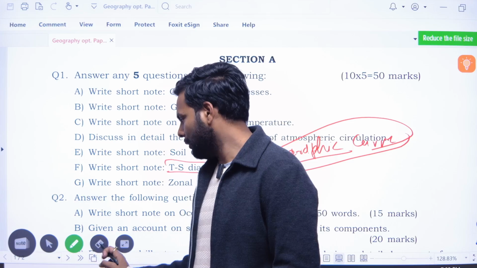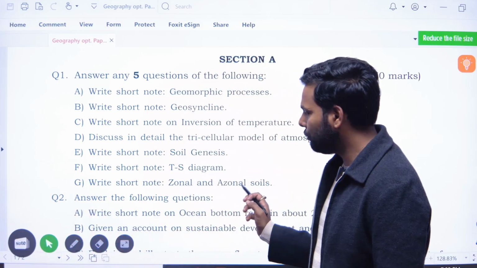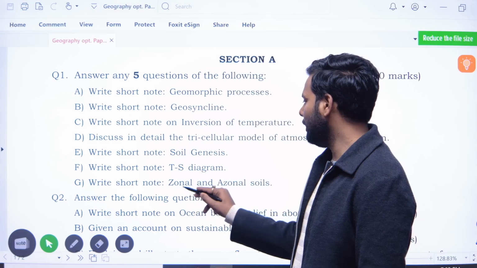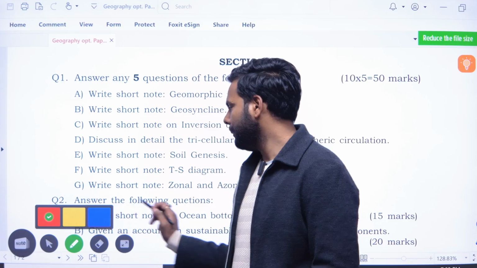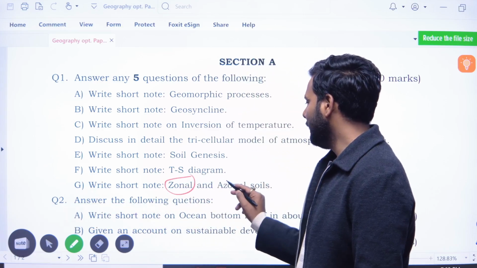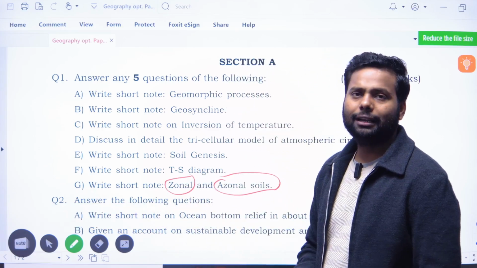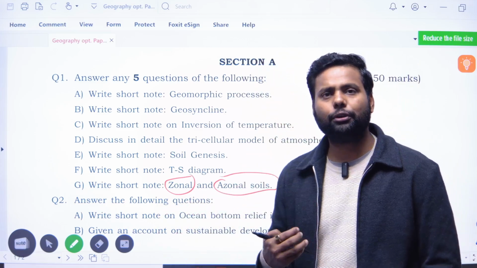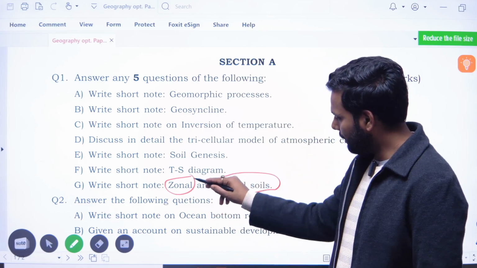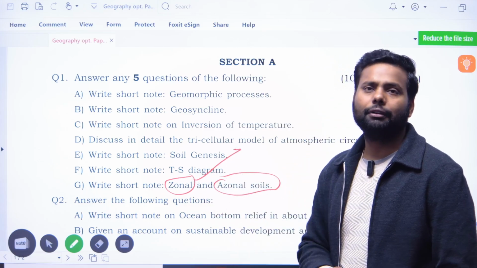Okay, now we are moving forward to the next question: zonal and azonal soil. In this question you have to simply mention what zonal soil is and what azonal soil is. Geography has its own beauty; geography always tells the meaning of itself.